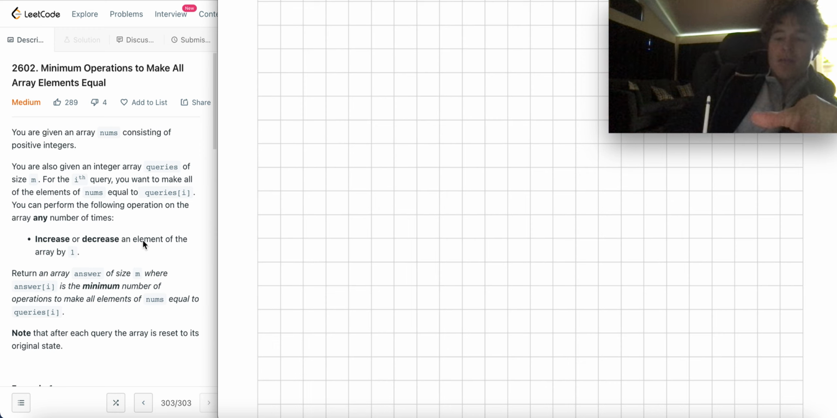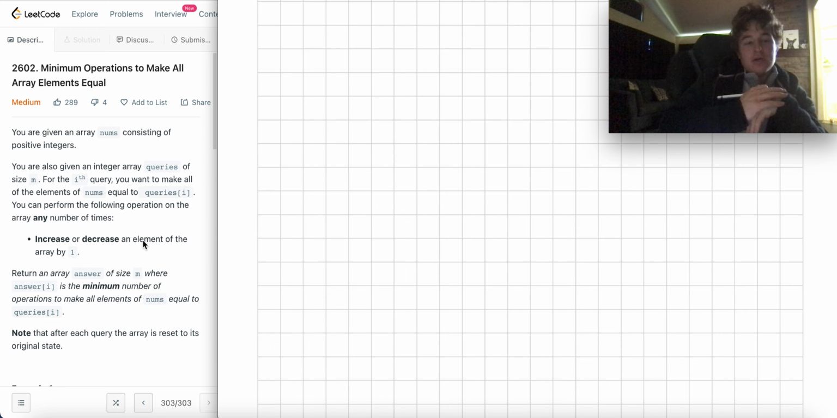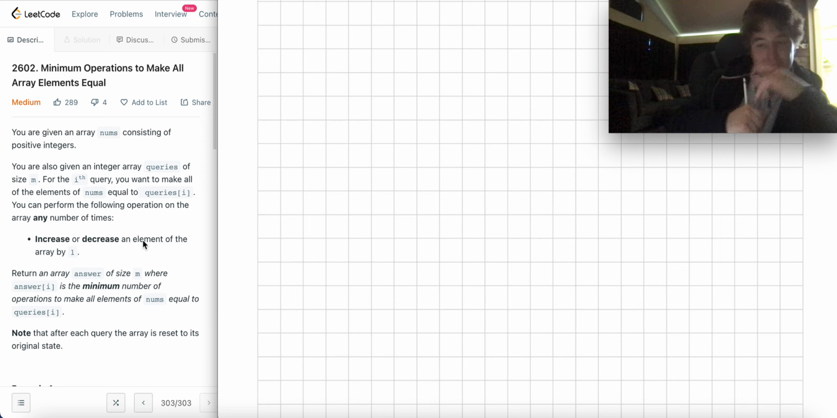I murder a problem. It's like my solution is lethal. This is minimum operations to make all array elements equal, my boy.